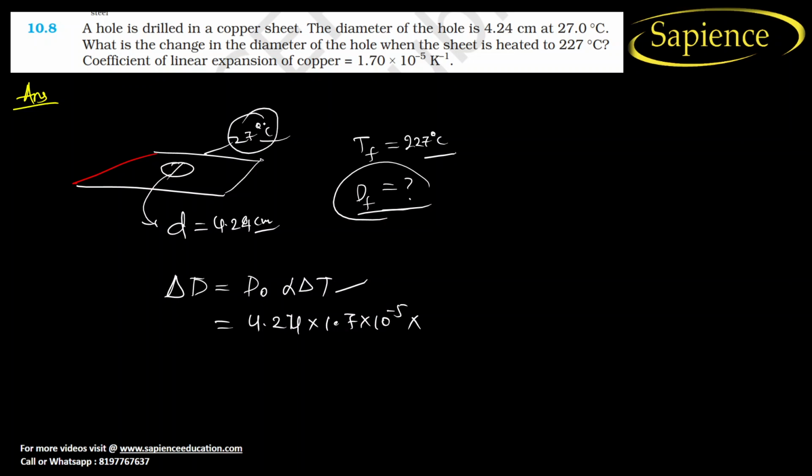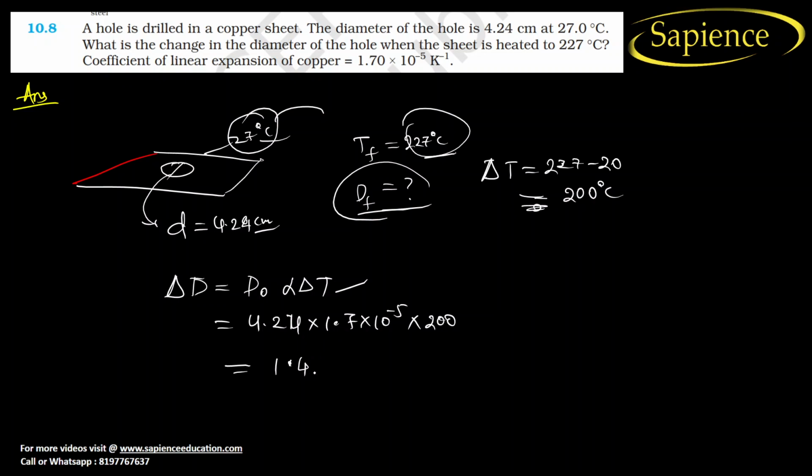So initial temperature was 27, final temperature was 227. So change in temperature is equal to 227 minus 27. So this will be 200 degrees Celsius or Kelvin. So when we multiply it, our answer will be 1.44 into 10 to the power minus 2 centimeter. So this much change in diameter will happen when we heat the sheet to the temperature of 227 degrees Celsius. I hope you have understood this.